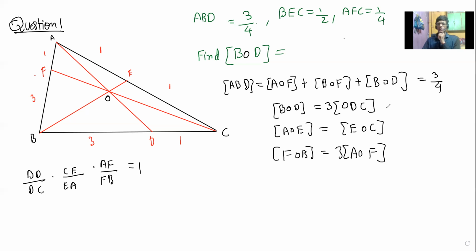Okay, can I do one thing? Just put some variable names. I'll call ODC X, otherwise you have to repeatedly write the same thing again and again, right? So I'll call ODC equal to X. Let me call EOC equal to Y. And let's call AOF equal to Z. Fine. Now in this, we just do some replacement. So AOF is Z.